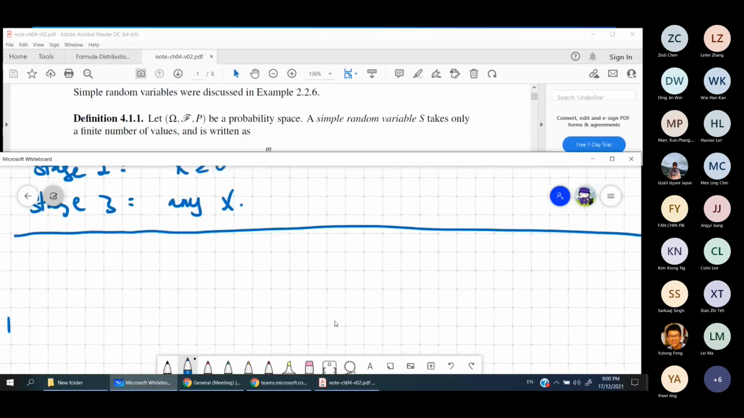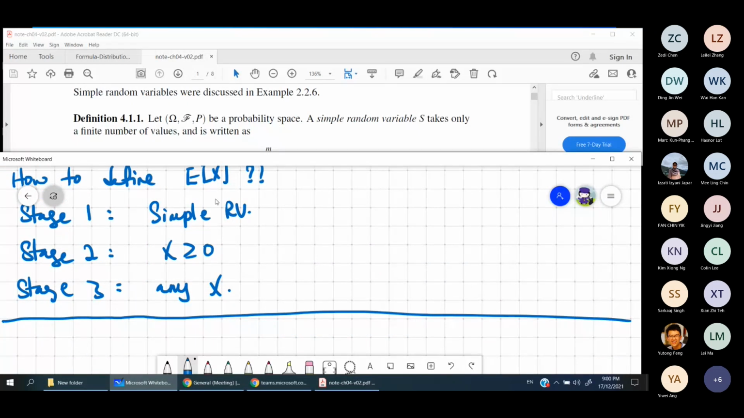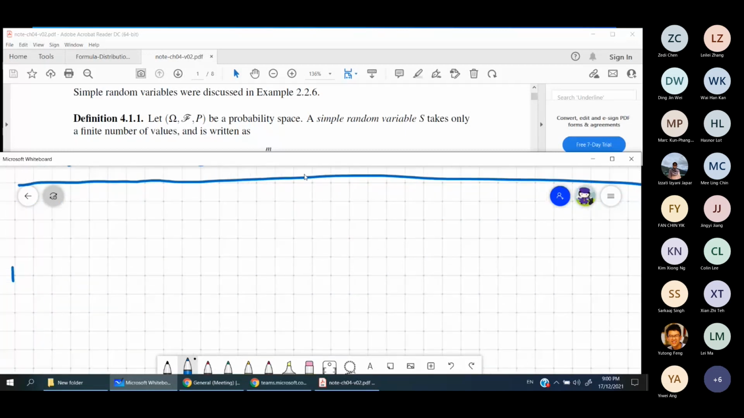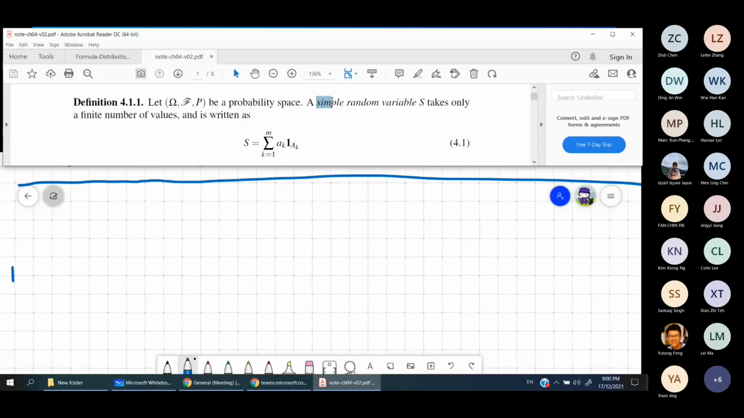So as I said, stage 1, 2, 3. Let's begin with stage 1. What if we have a simple random variable? How to define the expectation value? Okay, so this is a simple case. First of all, what is meant by simple random variable? I think we have discussed already in chapter 2.